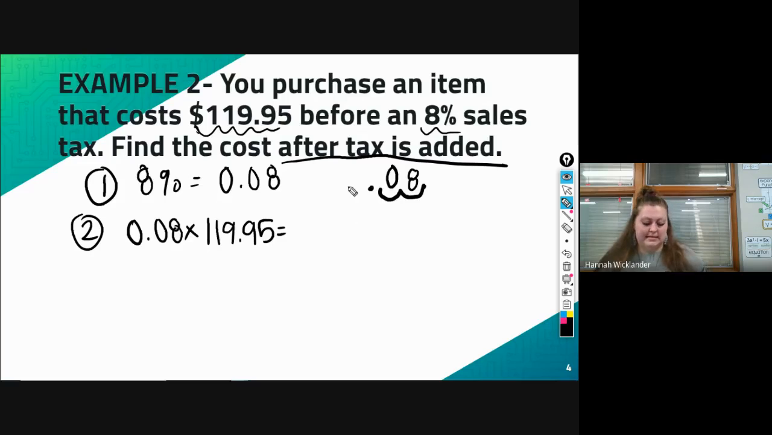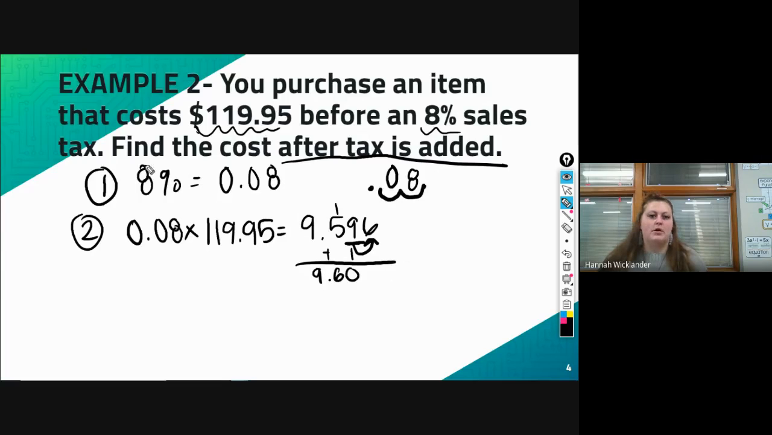So I plug this into my calculator. And I get 9.596. So once again, I'm working with money. So I round to 2 decimal places. So 9 is in my second decimal place. I look to my neighbor and I see that it's a 6. That's bigger than 5. So it tells me I need to add 1. So that leaves me with 9.6.